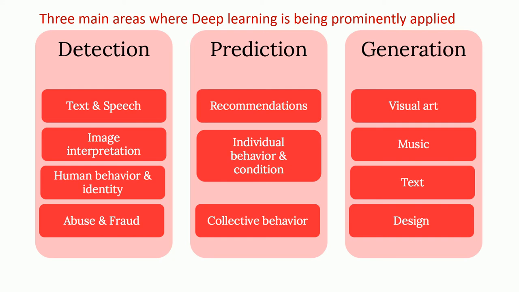Whereas another category is prediction, where we have recommendations, individual behavior and conditions, and collective behavior prediction or recommendations. Right. So in the third category, we have generation. That is generation of visual art, music, text or design. Reinforcement learning is mostly used for this generation task. And we have GANs also, which are producing very good results in this area.